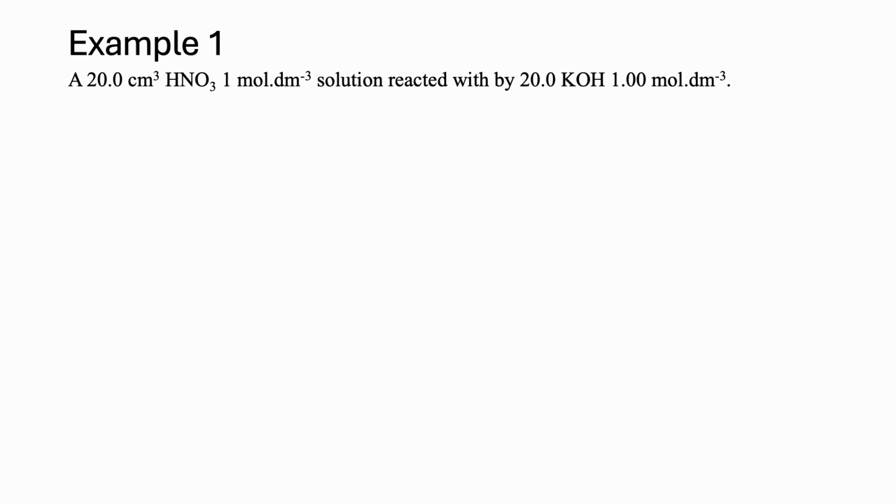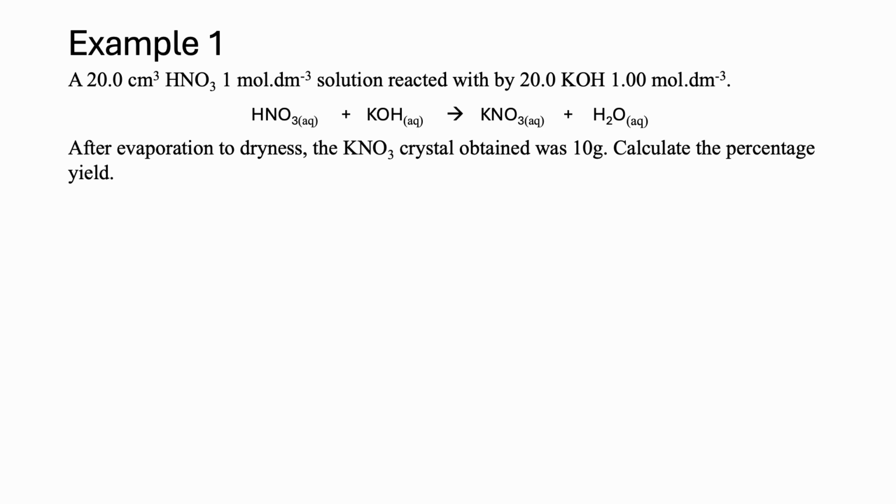This is example 1. A 20 cm³ of HNO3, 1 mol/dm³ solution reacted with 20 cm³ of KOH, 1 mol/dm³. And then we construct the chemical equation, balance it if necessary, and after evaporation to dryness, the KNO3 crystals obtained were 10 grams.